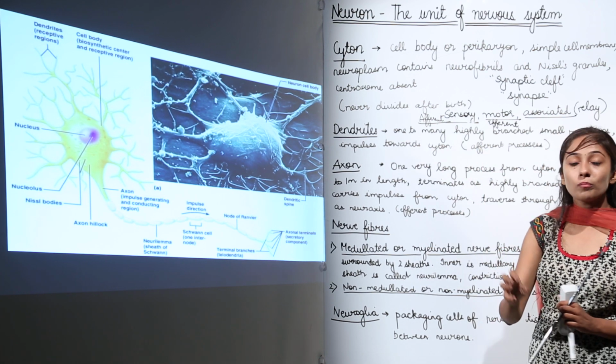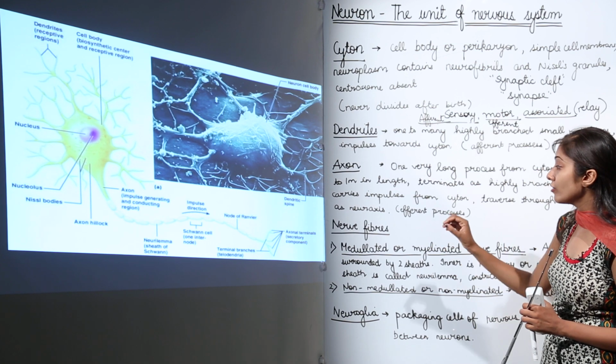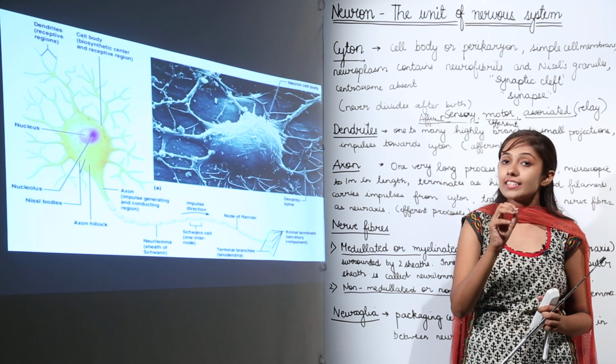So, I hope that nervous tissue, which is composed of neurons, nerve fibers and neuroglia, is now clear to you.